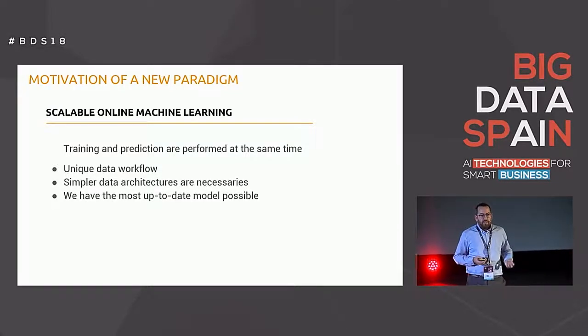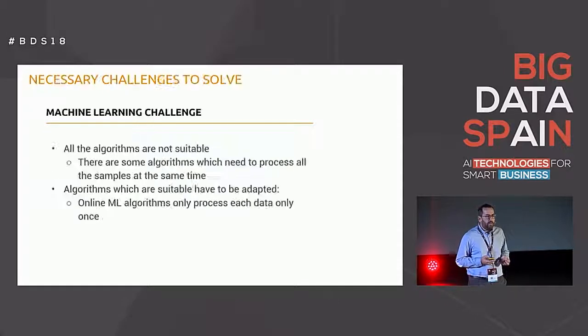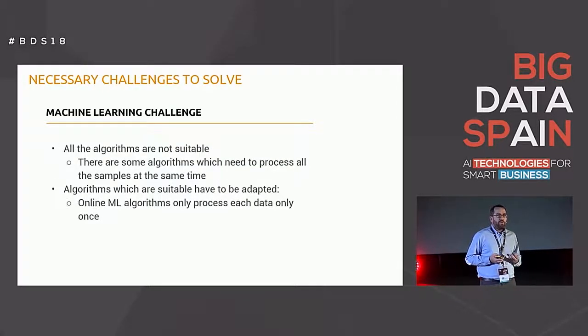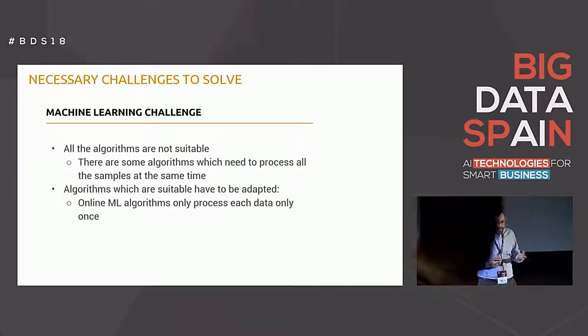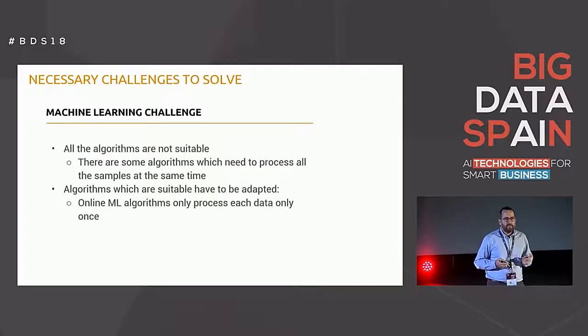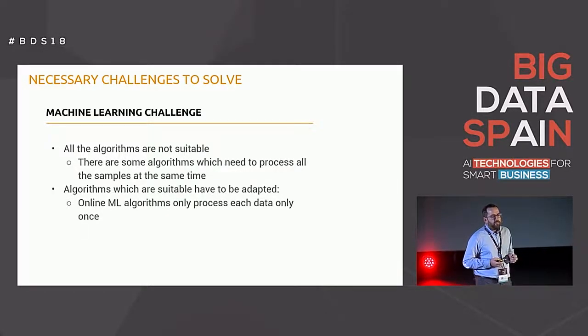We have the best model, totally adapted to the changes in the data trends. It seems to be a good idea, but it is difficult to implement something like this. It's very difficult because we have two important challenges. First of all, I have a challenge with respect to machine learning algorithms.